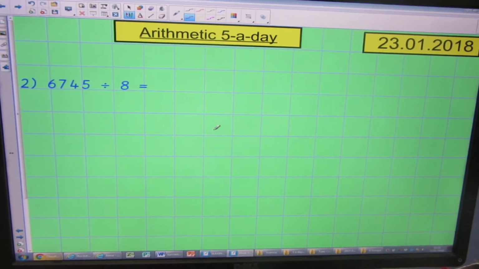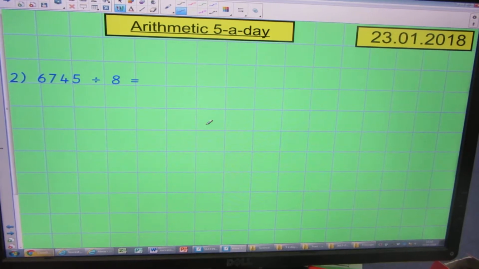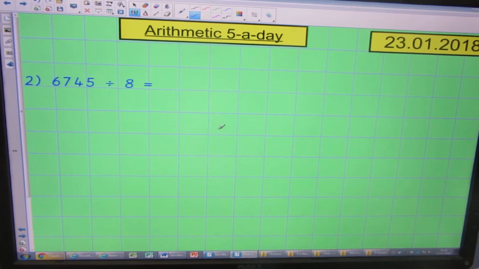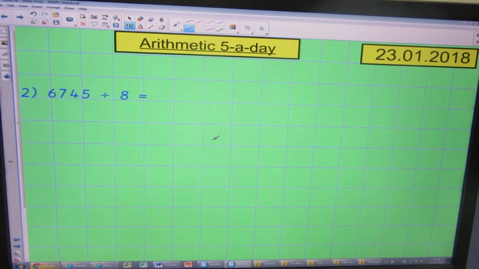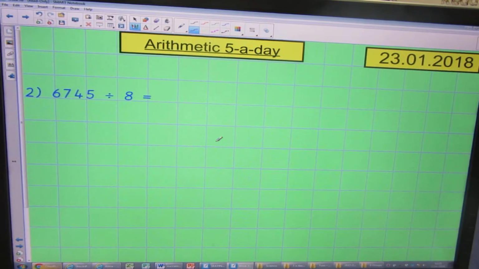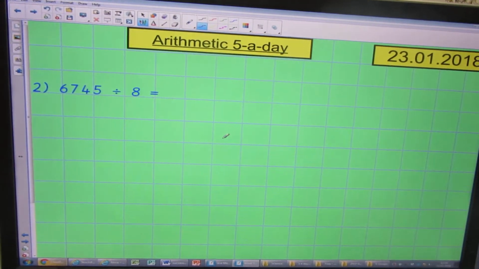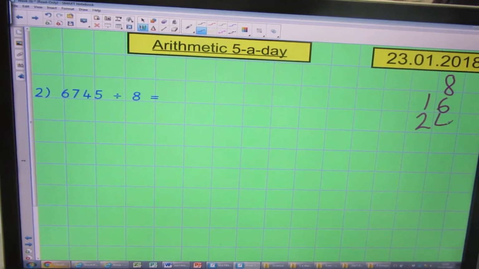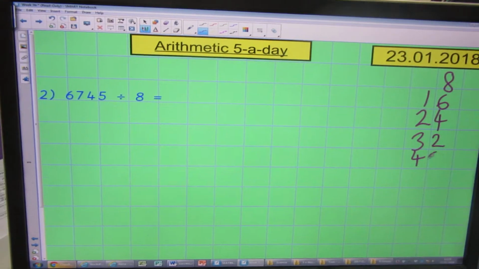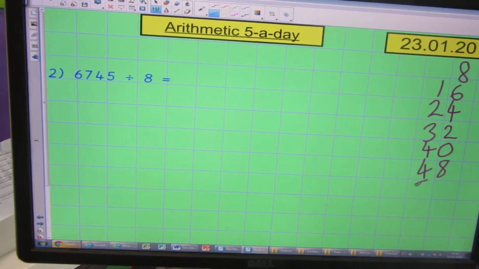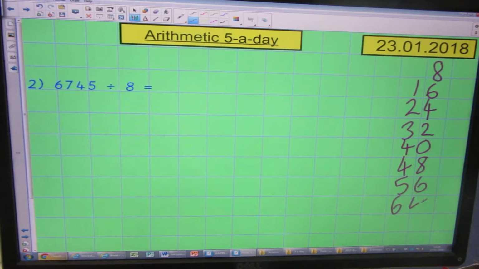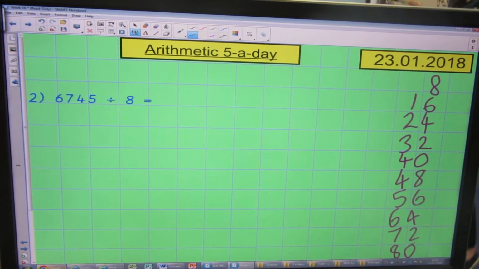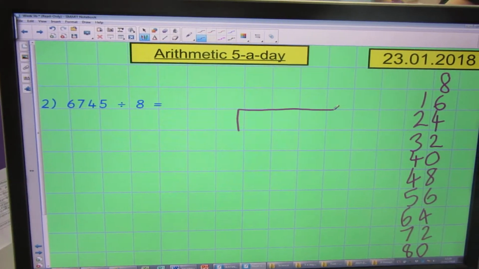6,745 divided by 8. What method are we going to use for this one, Charlotte? A bus stop method. Fantastic. What am I going to say about this question? We're dividing by 8. Ben? Good plan. So I find 8 is a little bit tricky, so we're going to write down our 8 times table. Can you help me with that, please? 8, 16, 24, 32, 40, 48, 56, 64, 72, 80, 88, 96.